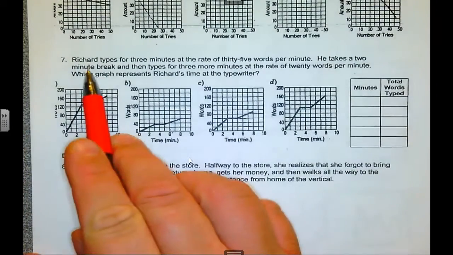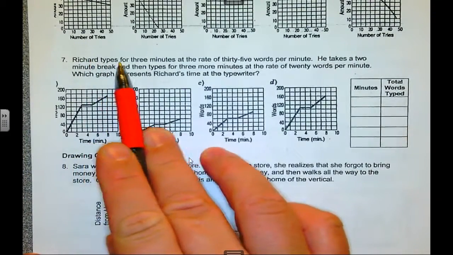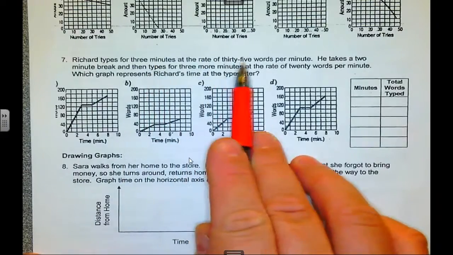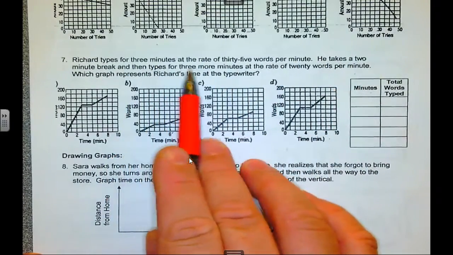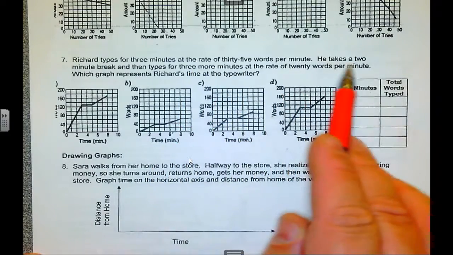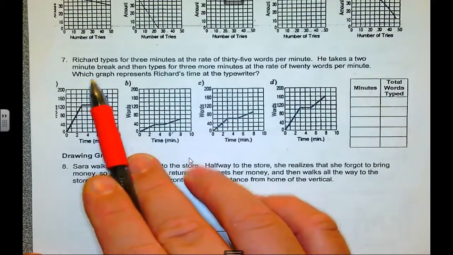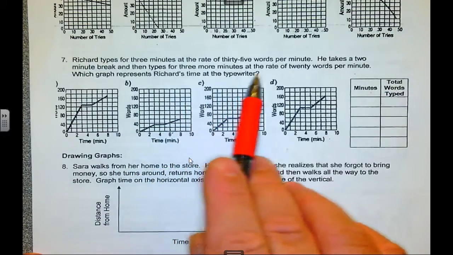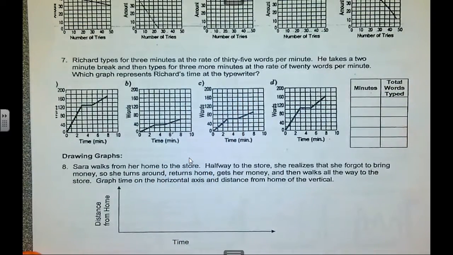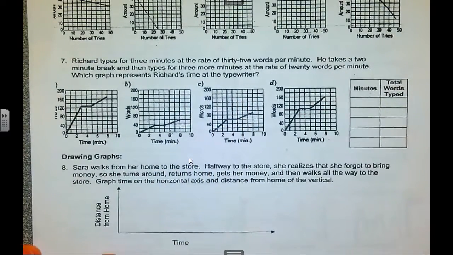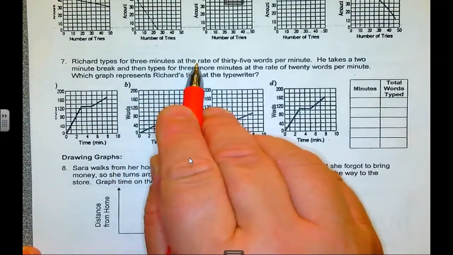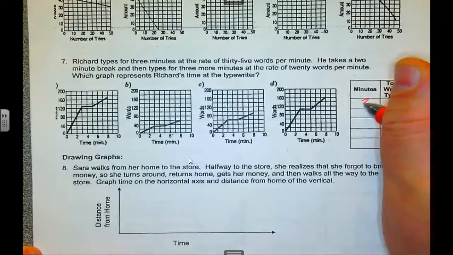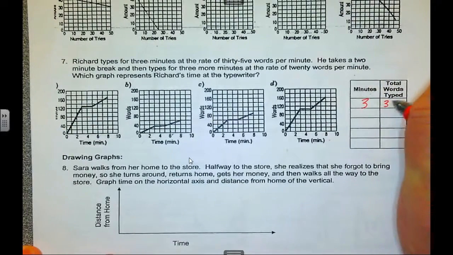All right, number 7. Richard types for 3 minutes at the rate of 35 words per minute. He takes a 2-minute break and then types for 3 more minutes at the rate of 25 words per minute. Which graph represents Richard's time at the typewriter? Okay, let's, gentlemen, shut up. Okay, so for 3 minutes, he types at 35 words per minute.